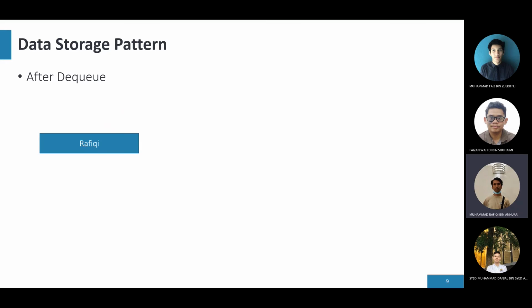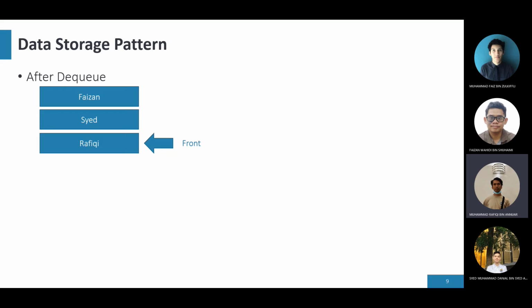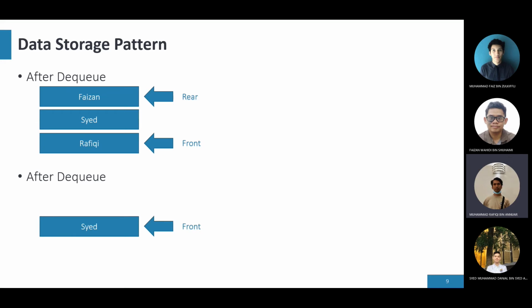And then we use the DQ operation, and then Faiz input will be removed and Rafiqi will be in front, and Faizan at the top. And then we DQ again, Syed will be front and Faizan will be at the top.